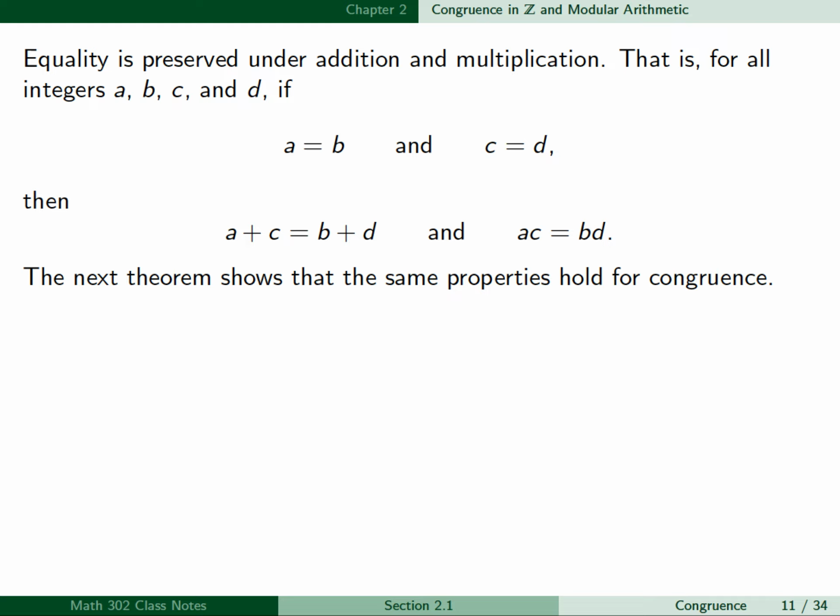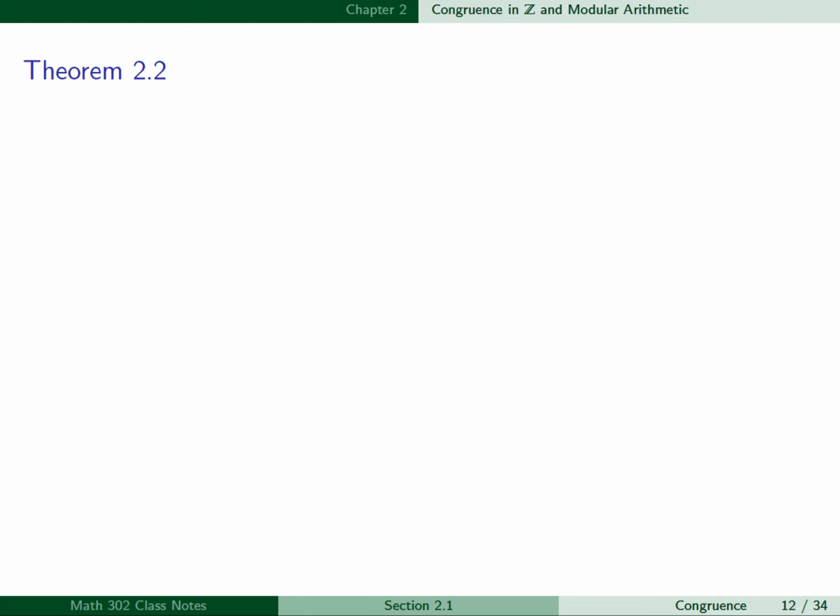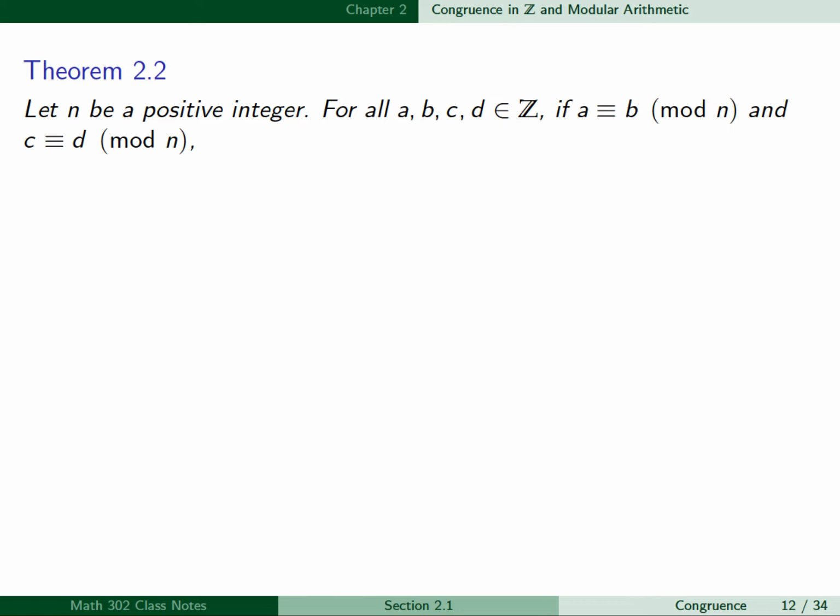The next theorem shows that the same properties hold for congruence. So this is theorem 2.2. Let n be a positive integer. Then for all a, b, c, and d, if a is congruent to b mod n and c is congruent to d mod n, then first a plus c is congruent to b plus d mod n. We can add 2 congruences together. And second, a times c is congruent to b times d mod n. So we can multiply congruences together.